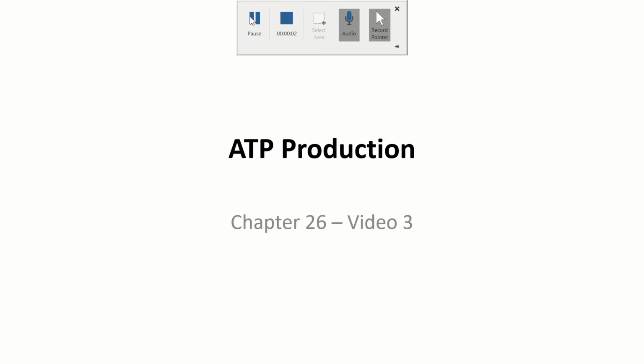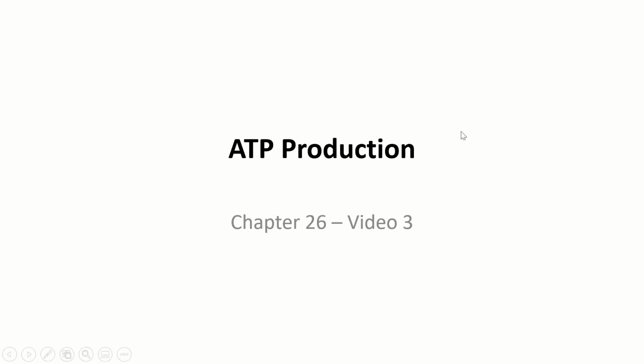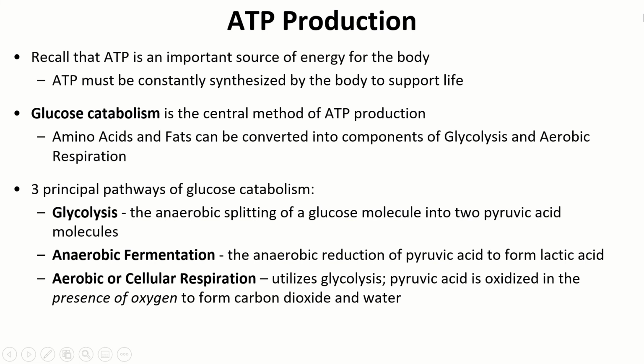Welcome back. This is video 3 from chapter 26 notes over nutrition and metabolism. In this series, we're going to look at ATP production, and we're going to look at it specifically from carbohydrate sources. So to begin here, recall that ATP is an important source of energy for the body, and it's got to be constantly synthesized. The primary method of ATP production is through glucose catabolism or breakdown.